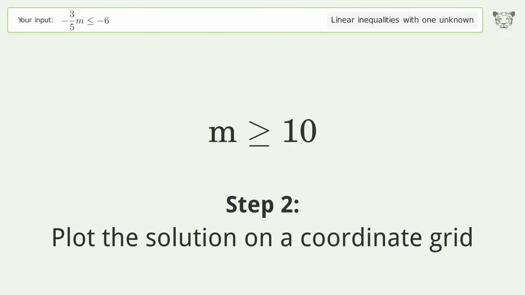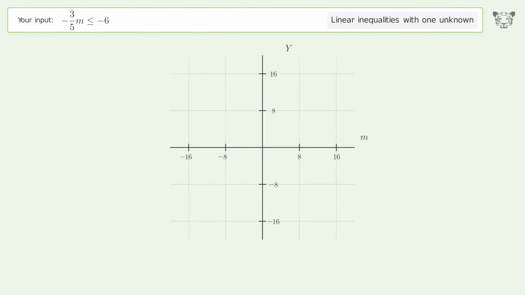Plot the solution on a coordinate grid. And so the final result is m equal or greater than 10.